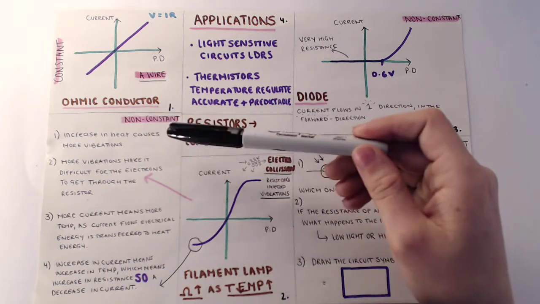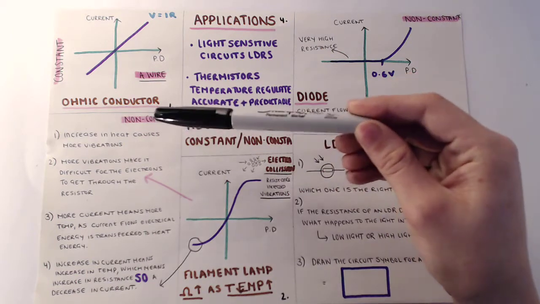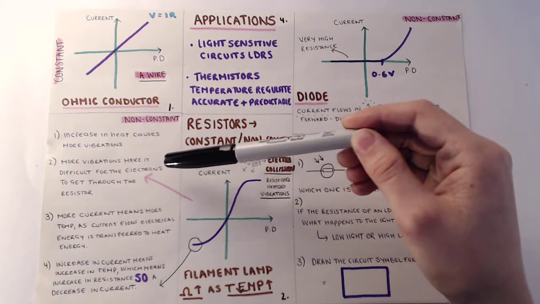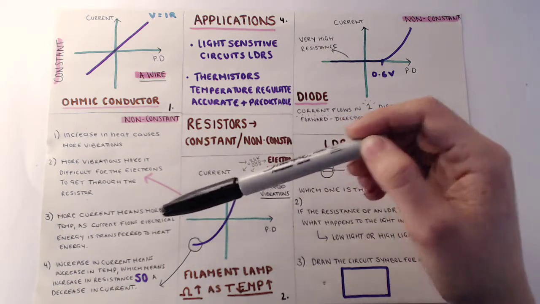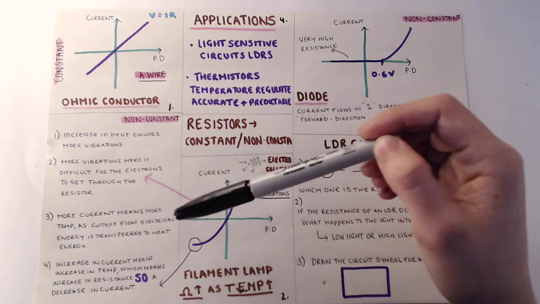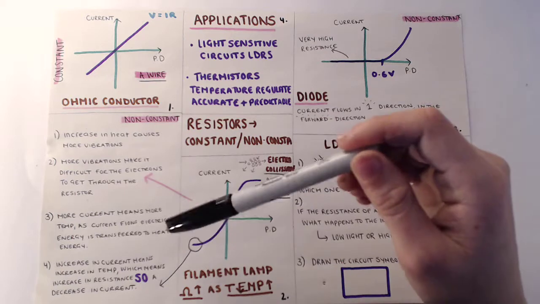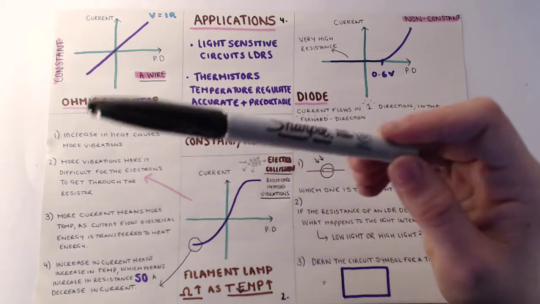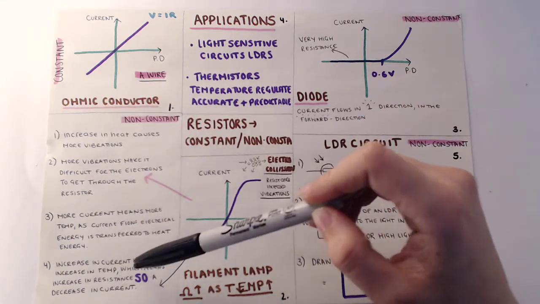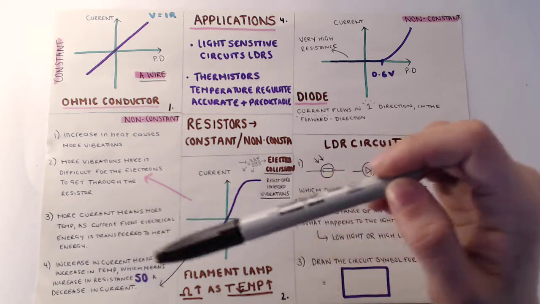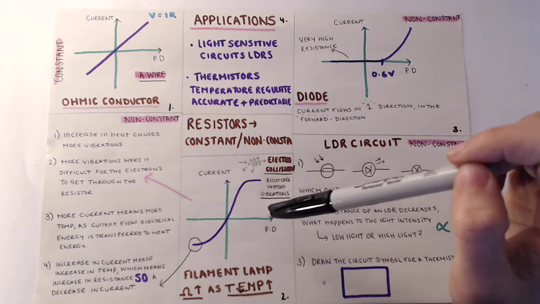Over here I've summarised it in a few words. An increase in heat causes more vibrations. More vibrations makes it difficult for the electrons to get through the resistor. More current means more temperature. As current flows, electrical energy is transferred to heat energy. Remember energy transfers. And then an increase in current means an increase in temperature, which means an increase in resistance, and therefore a decrease in current.